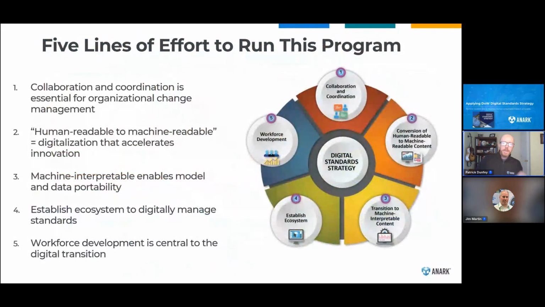Great. And then how are they going to do it? So 5 lines of effort to run this program. This is the programmatic approach to what's outlined in the strategy. And there's a couple of these, 1 and 5, really, that are focused on organizational change management around collaboration and coordination of teams and standards. And then in 5, workforce development being central to the digital transition, bringing the entire organization and ecosystem forward.